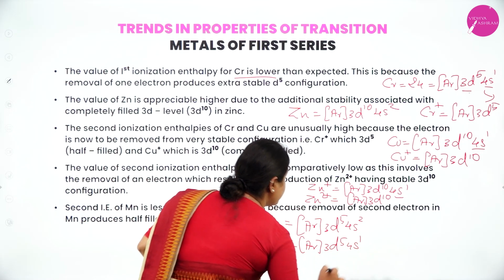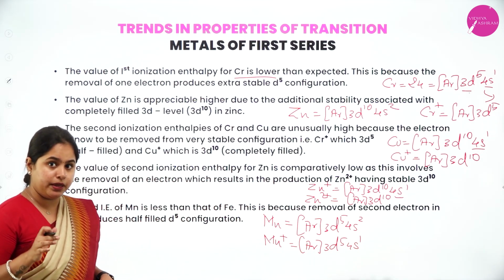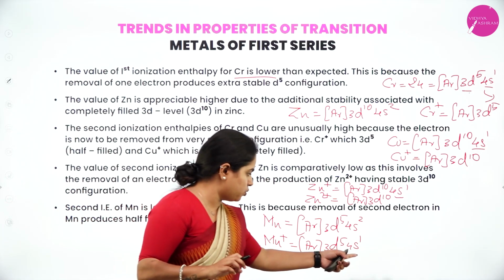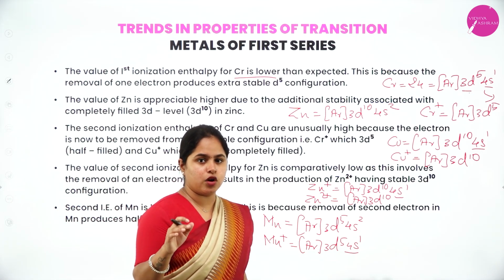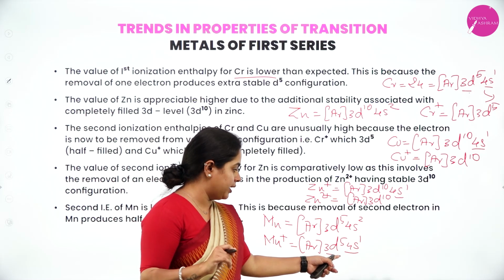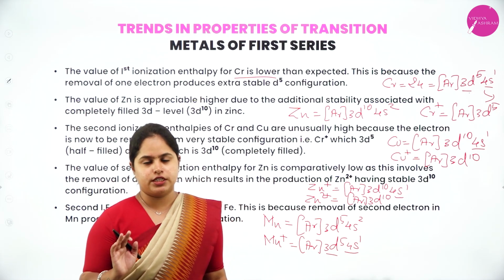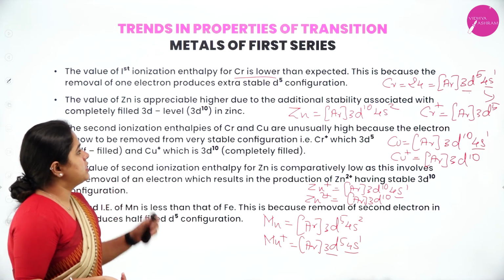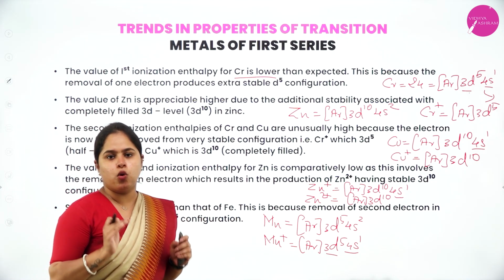But the second ionization enthalpy will be low. Why? Because it is easy to remove this electron. Once this electron is removed, it is going to attain a half-filled electronic configuration. So I hope that is clear. So these are the examples that we have discussed in detail. I hope it is clear.